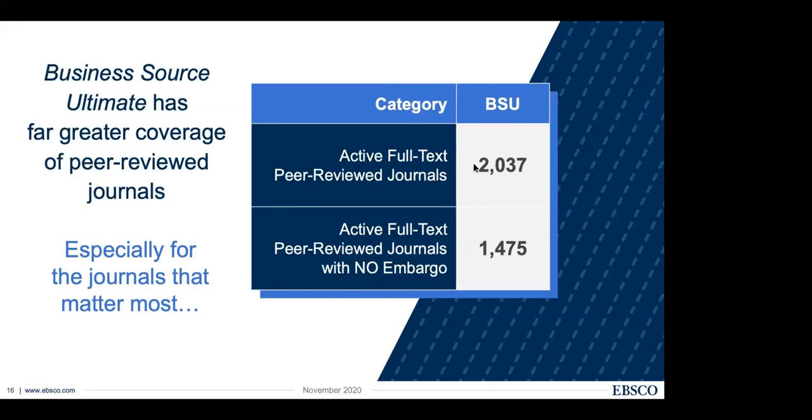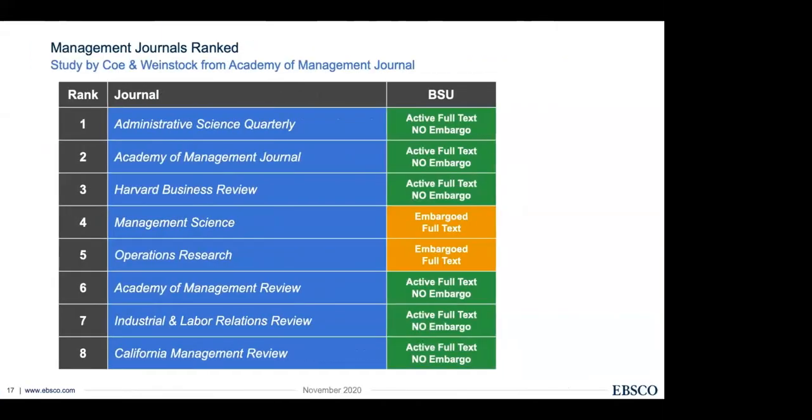We have more than 2,000 full-text journals, and much more. There are a lot of full-text journals with no embargo. So you can find it on BSU. I will show you how to find it. And if you are interested in management journals, you can see the list we have, and the top 8 journals are in our database. Most of them have no embargo, and 2 of them have an embargo for full text. So just to let you know, in BSU we have a lot of reports, videos, and magazines. Some of the magazines have an embargo, so we cannot see the latest issue.